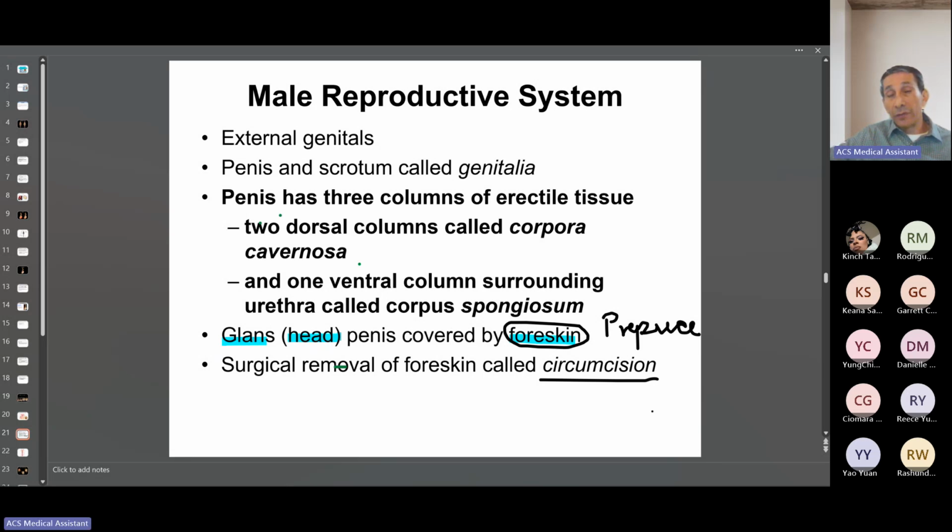The removal of the foreskin during a process called circumcision is not just that you're going to cut it off. No, no, no. It's got to be done by a surgical doctor or an urologist. And usually it's done at birth or right after.